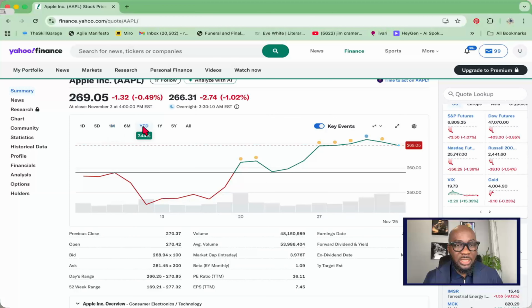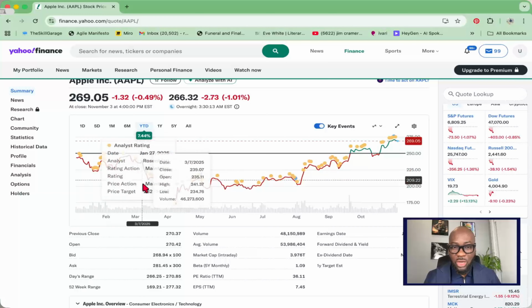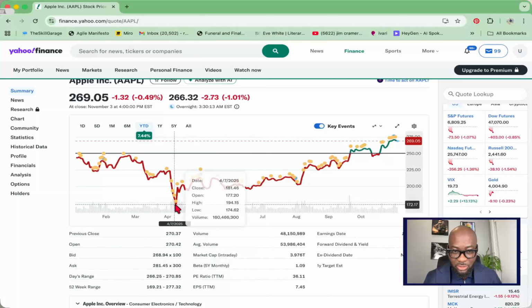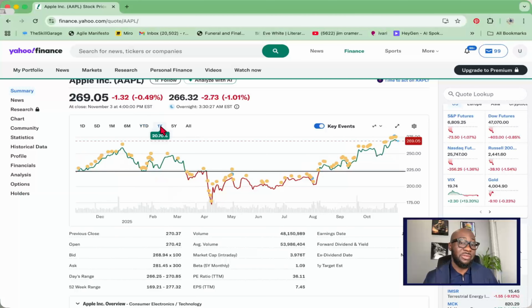You want to look at the year to date. You want to see, okay, from January to date, how has the stock performed? So if you look here, a bit of up and down movement. If you look down here, it says that in April the stock was 172. But if you want to really look at the trend over time and how the stock has gone through several cycles, you want to look at the 1 year chart.